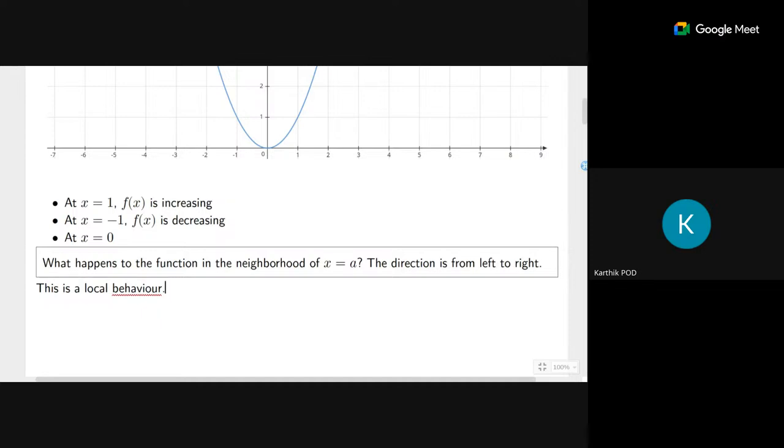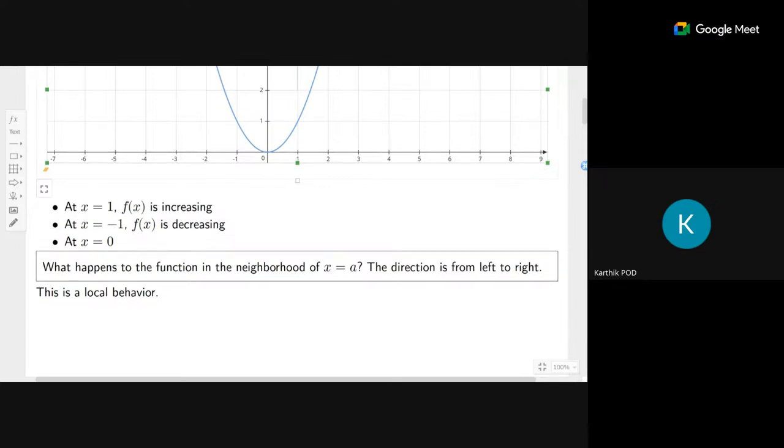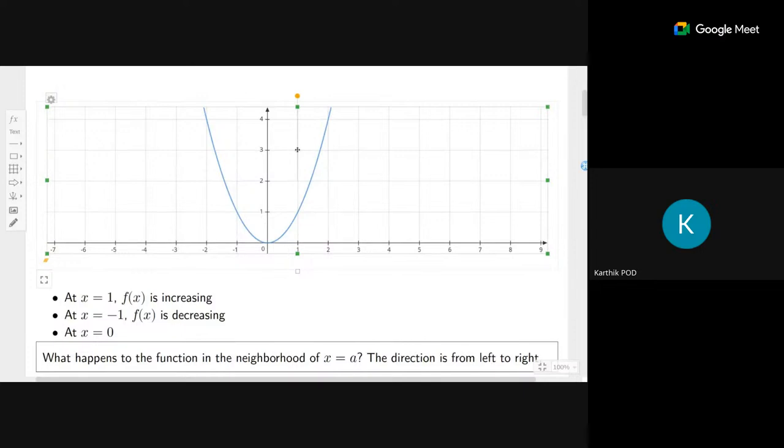What do I mean by local behavior is, this is something that is specific to the point x equal to 1, right? So we are not talking about what happens to the function everywhere, okay? In fact, we can't talk about that here. So f of x is decreasing at certain points, it is increasing at certain points, at the point zero, it kind of stays constant, okay? So it neither increases or it both increases and decreases in a certain sense, right?